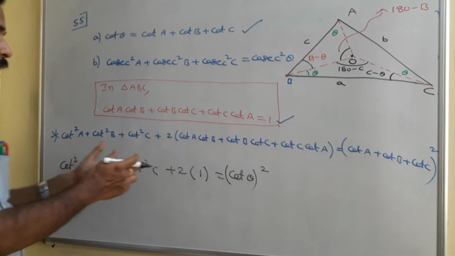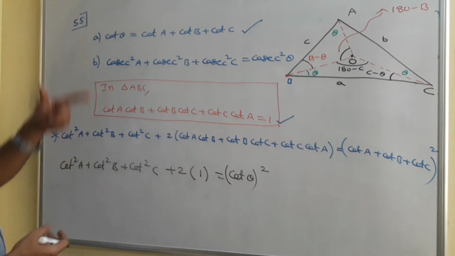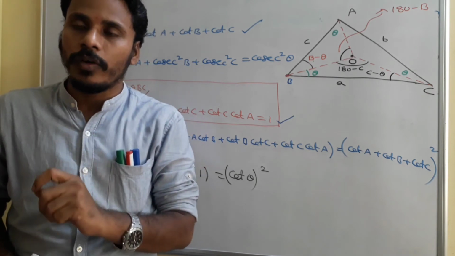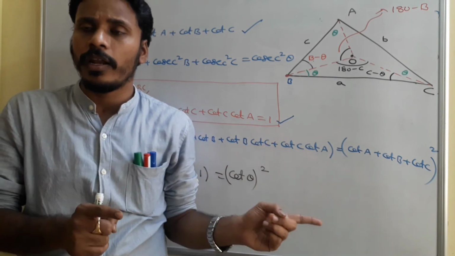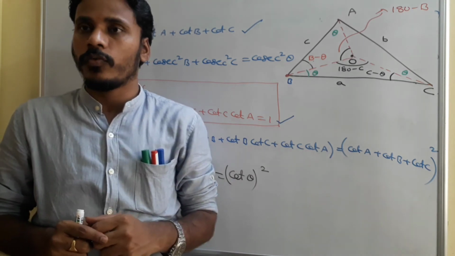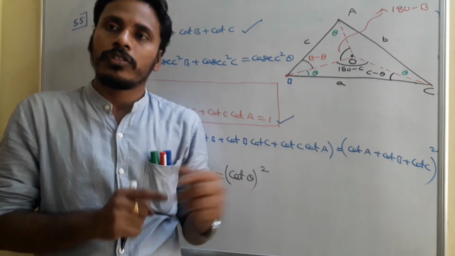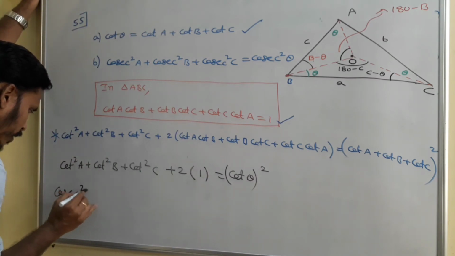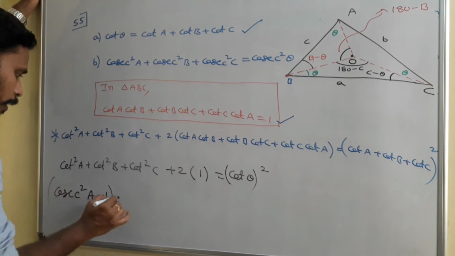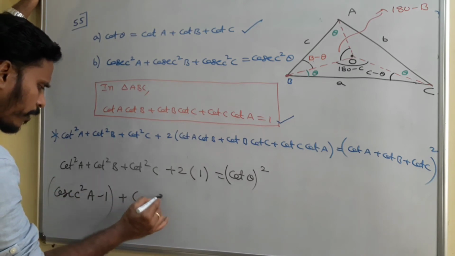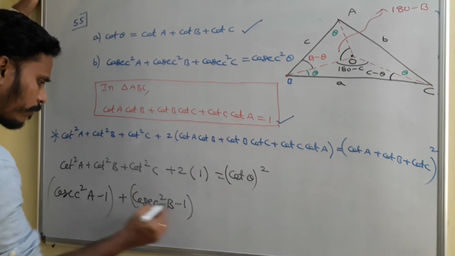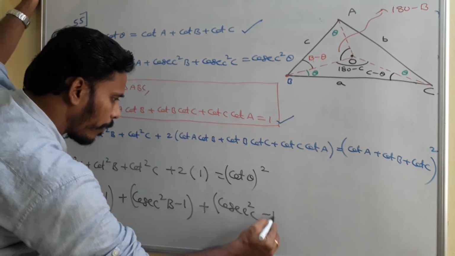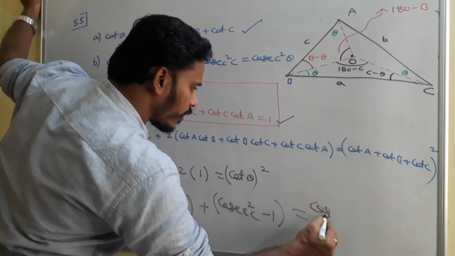Okay, now cot squares. Cot square, we need to rewrite it in terms of cosecant. Cot square A, we know that cosecant square theta minus cot square theta is 1. So cosecant square alpha is equal to 1 plus cot square alpha, or cot square alpha is equal to cosecant square alpha minus 1. So replace this cot square A with cosecant square A minus 1, plus this cot square B with cosecant square B minus 1, plus this cot square C as cosecant square C minus 1, and this cot square theta already plus 2 is there.